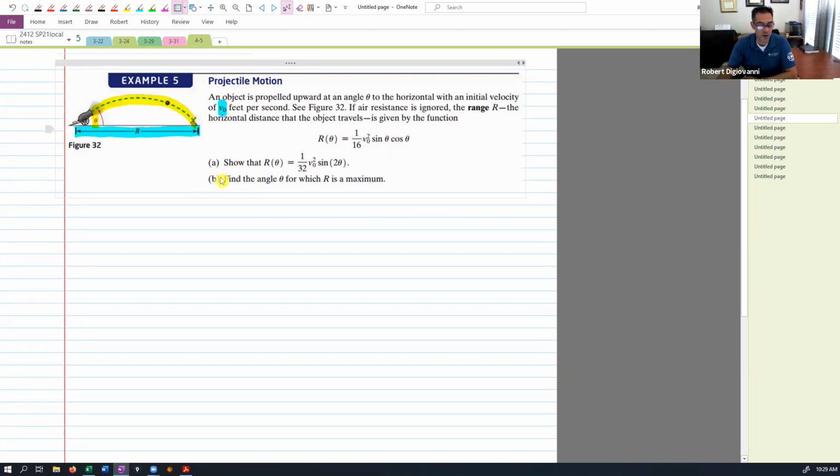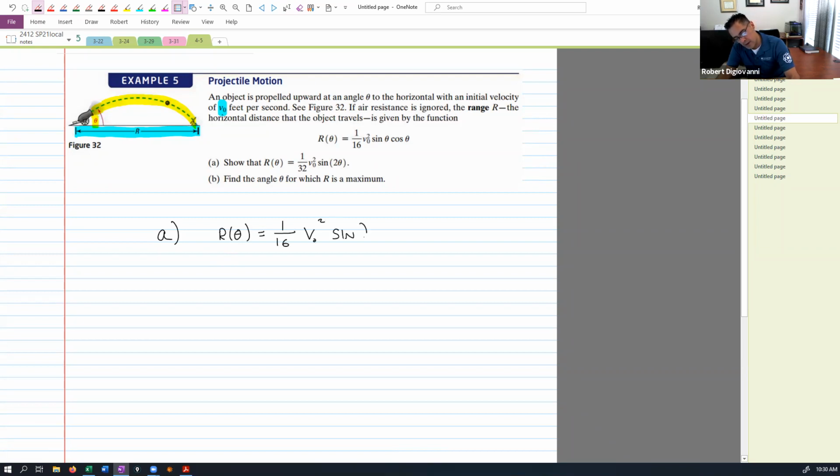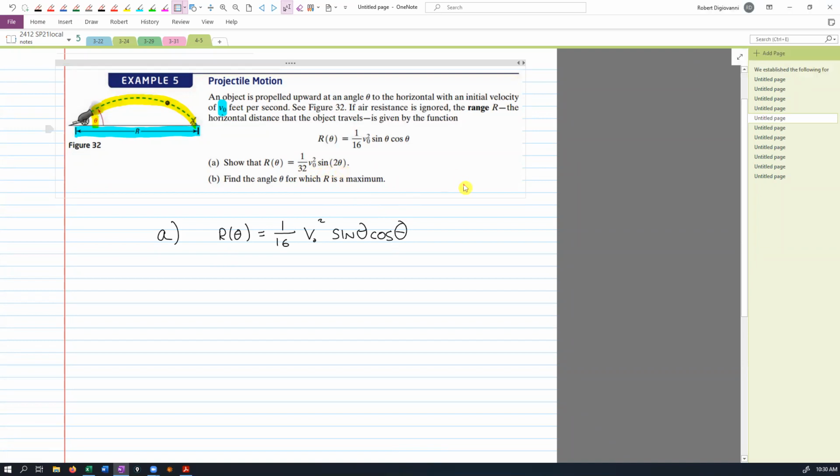And then they ask you part A and part B. So part A says show that this function here is equal to this. Can somebody tell me what they did here to get from here to here? The R of theta, the original function that's given to us, is 1/16 v sub 0 squared sine theta cosine theta. And that turns into 1/32 v sub 0 squared sine 2 theta.